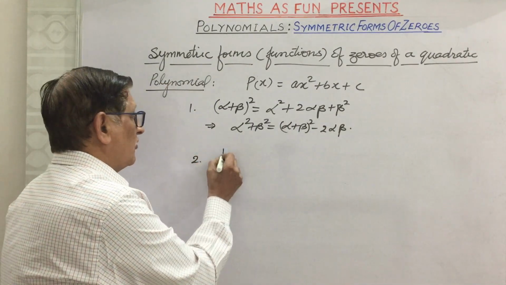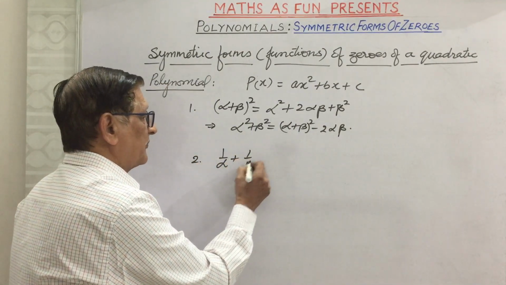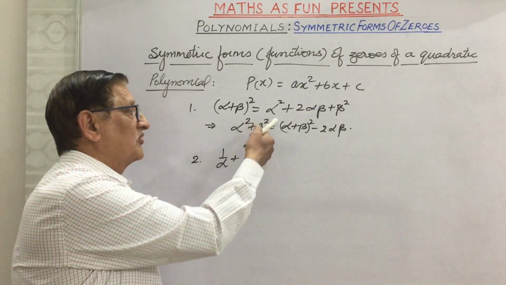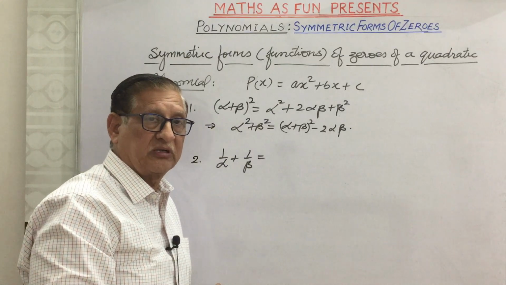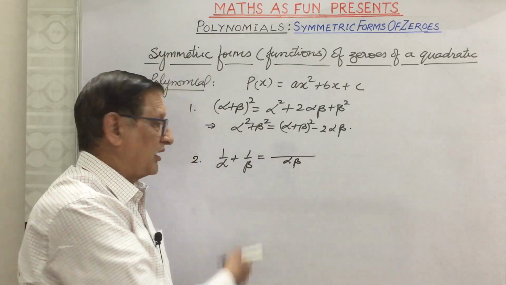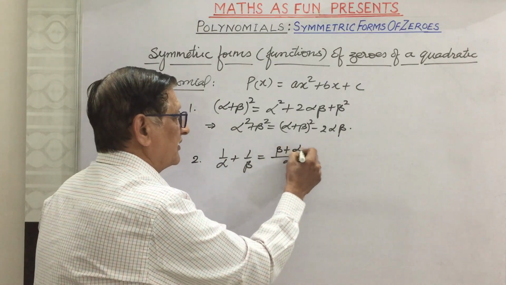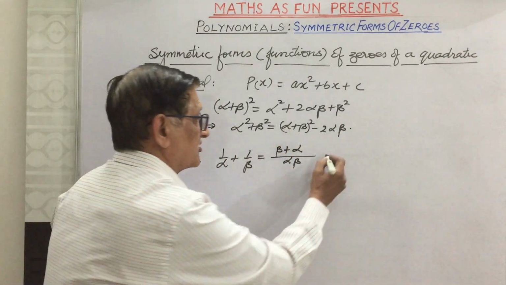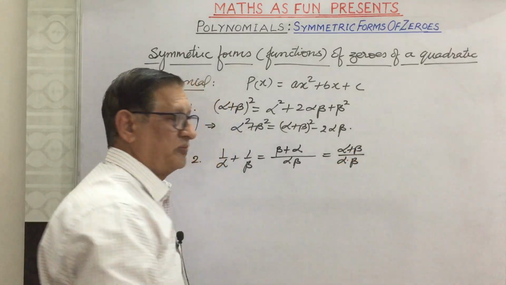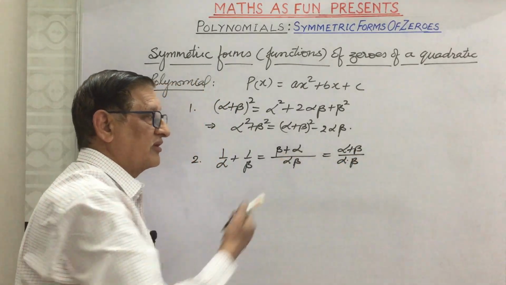Second, we can see 1 upon alpha plus 1 upon beta. If we want to transform them in terms of alpha plus beta and alpha into beta, we'll take the LCM here, alpha into beta. And this will come here, beta plus alpha in the numerator, which can be written as alpha plus beta upon alpha into beta. And then we can substitute the values of these two.